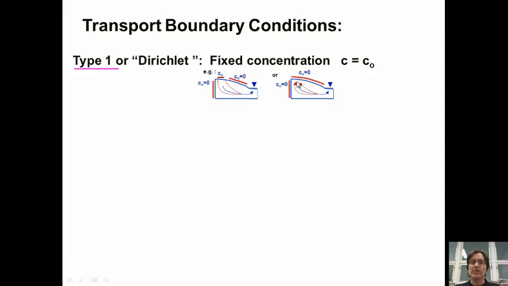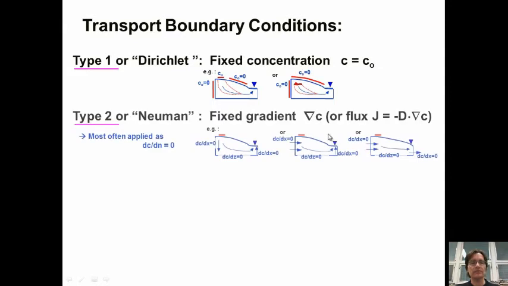Another case, for example, is if our contaminant source is internal, a dissolving non-aqueous phase, a residual phase, for example, and all our inflow boundaries here are clean water coming in. We can just impose a 0 concentration along those boundaries as well, type 1.